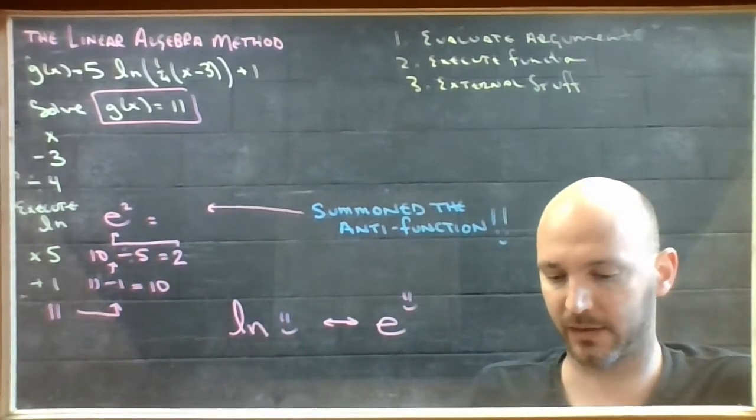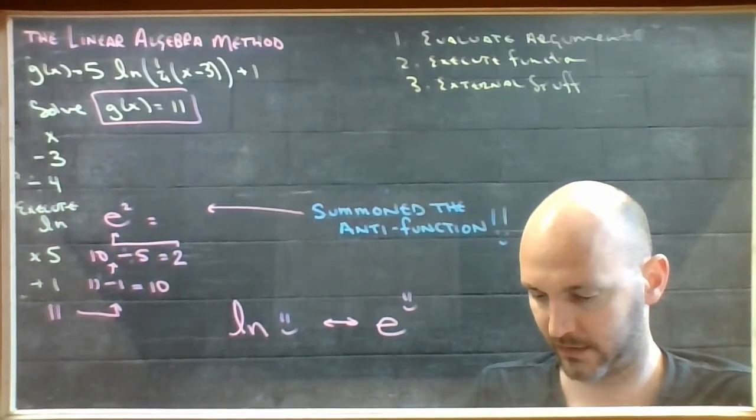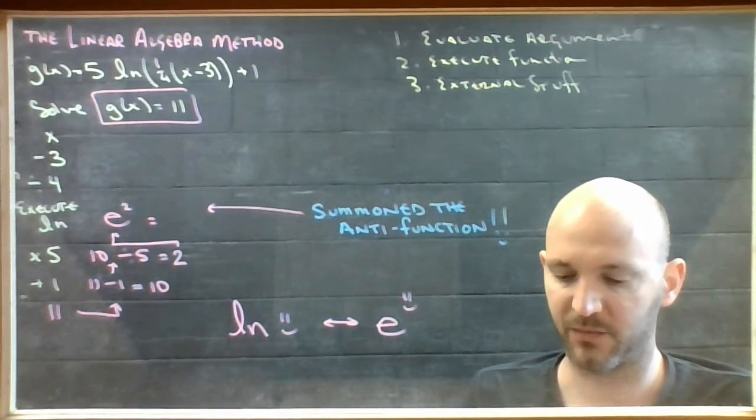And e squared, I'm going to have to grab my calculator to do that, gives me 7.389.